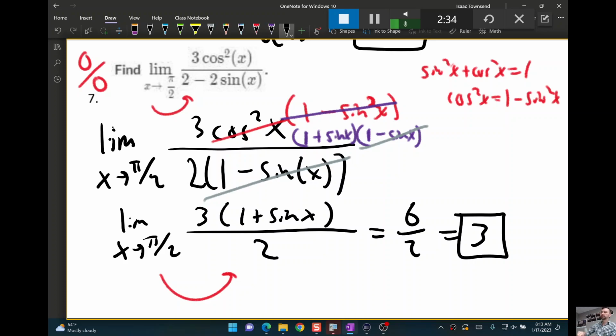But the most important part to this question was realizing you could change cosine squared into 1 minus sine squared, and then seeing that you could factor 1 minus sine squared with the difference of two squares.